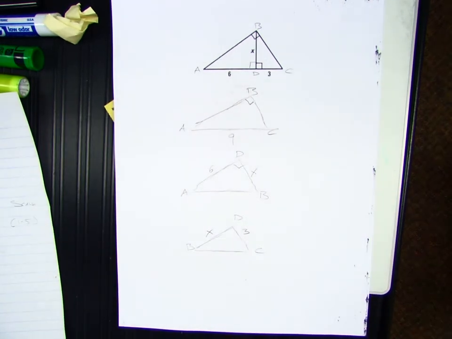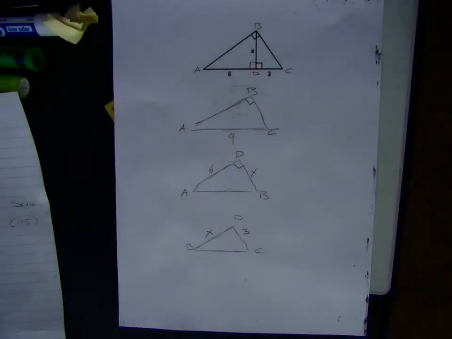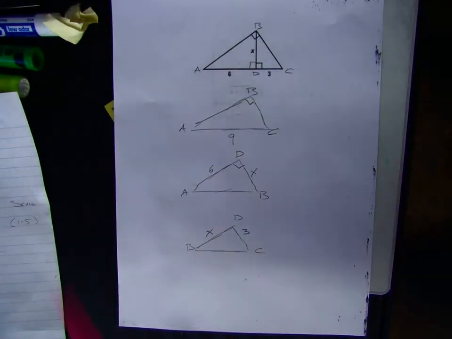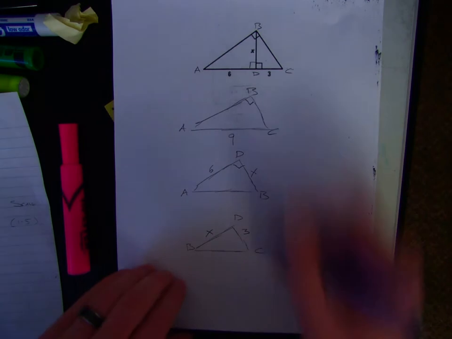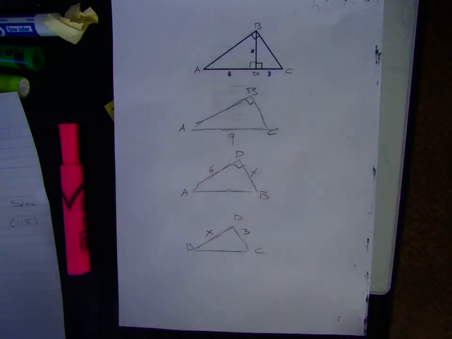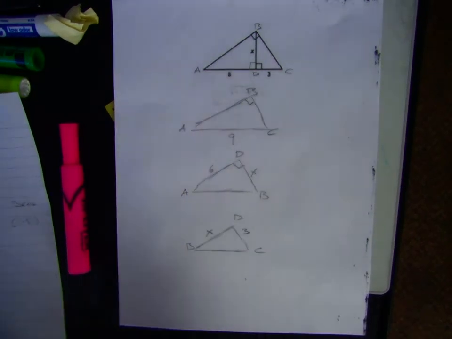Okay? That color is getting washed out a little bit. Let me turn off the light and see if that helps. Okay, so I apologize if that was hard to see, but we have these 3 similar triangles. Now, I want to talk about why they're similar. I want us to understand why they're similar.